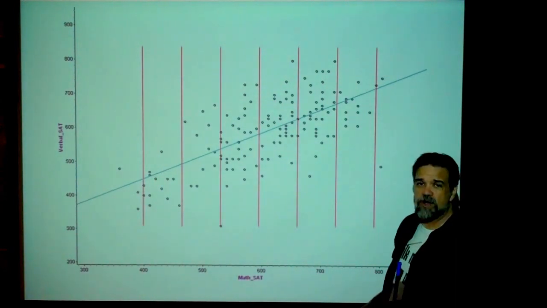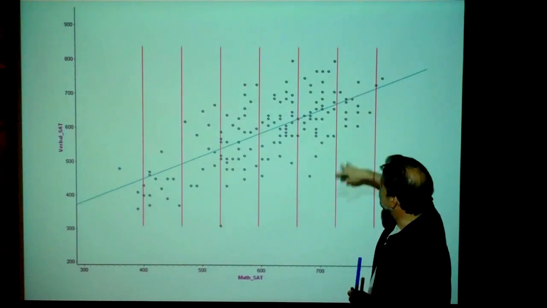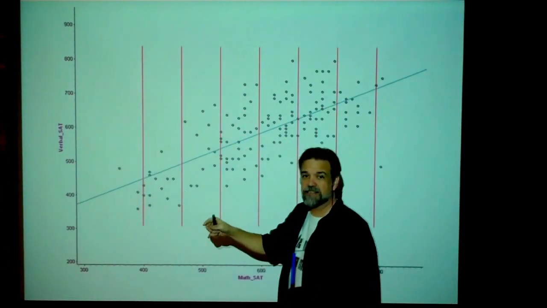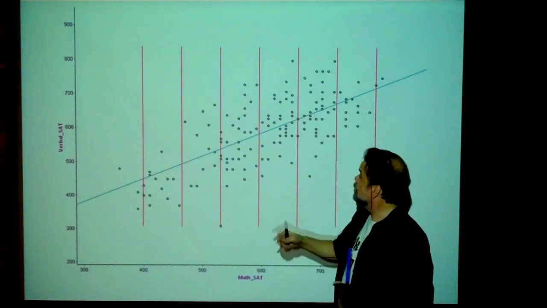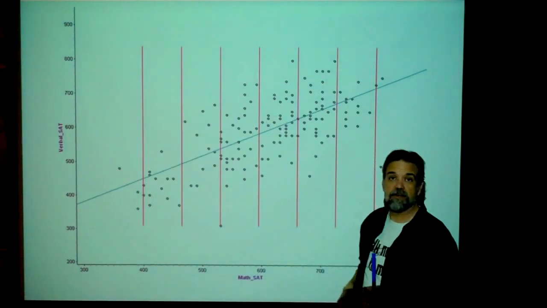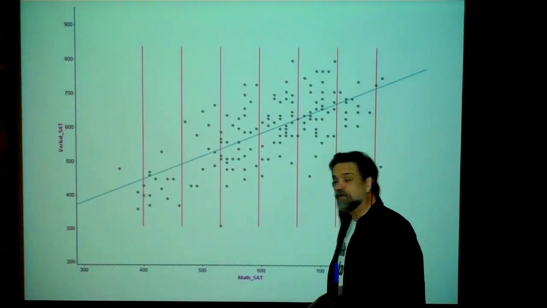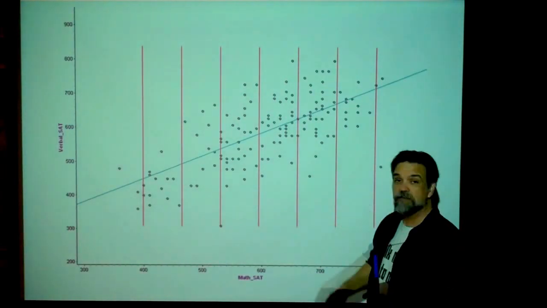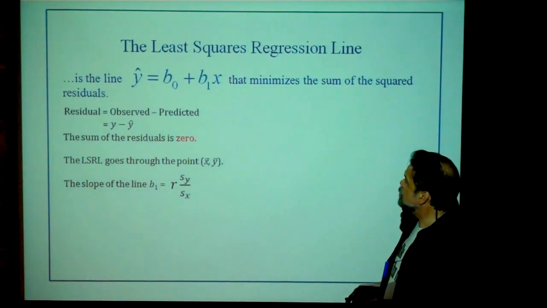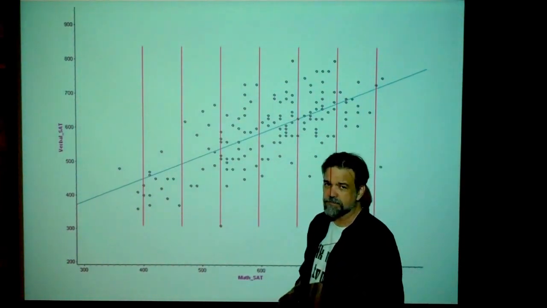Now, what I want is a line that, if I were to take my data and break them into vertical bands like this, goes, as close as possible, through the center of each of these vertical bands of data. All right? And this is the line that does that. One line that we can come up with, that we can calculate, that does this extremely well is called the least squares regression line. I want to go back for a second and look at this and talk about the word regression.